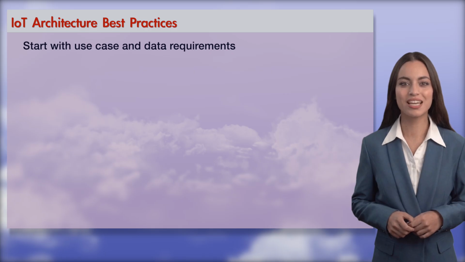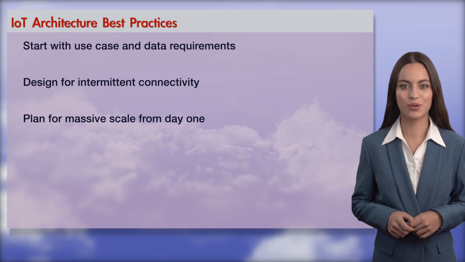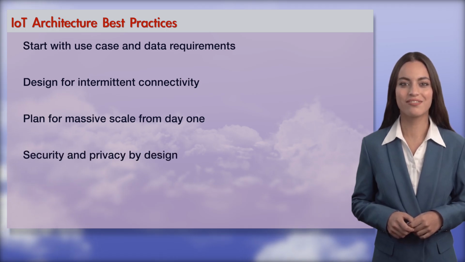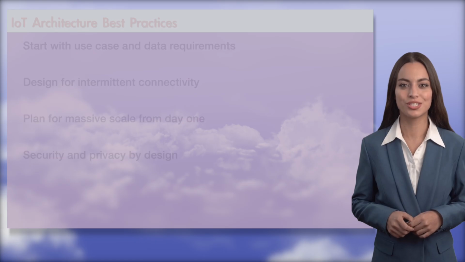IoT architecture best practices. Always start with clear use cases and actual data requirements. Design every component assuming intermittent or unreliable connectivity. Plan for massive scale and device heterogeneity from the very beginning. Make security and privacy foundational rather than afterthoughts.